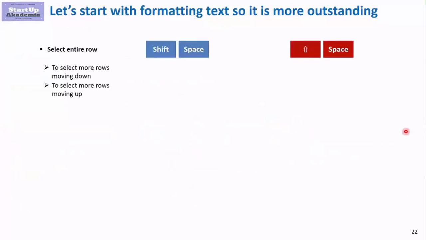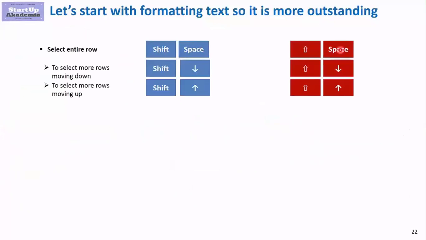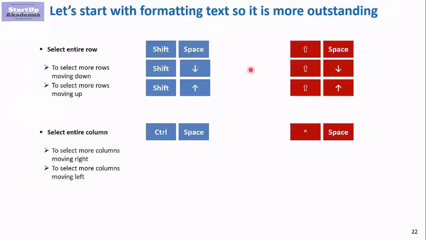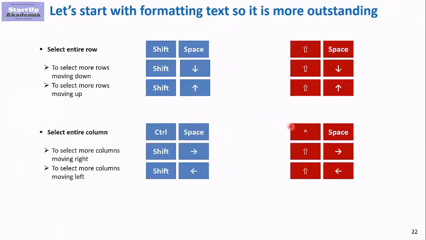Let's make a small recap. So to select an entire row, you press shift and space for both PC and Apple. Then if you want to select more, you keep the shift pressed and then you use the arrows up or down. For getting the entire column, you press control space. And to get more columns, you keep the shift and you play with the arrows right or left.